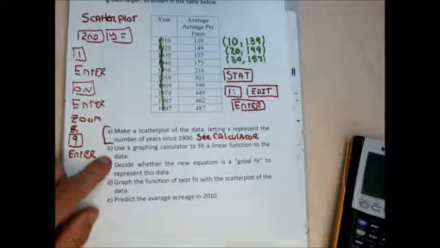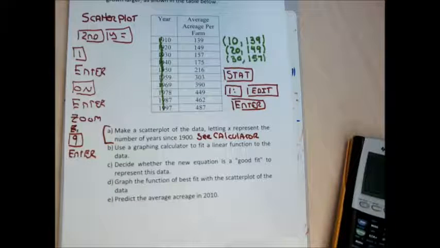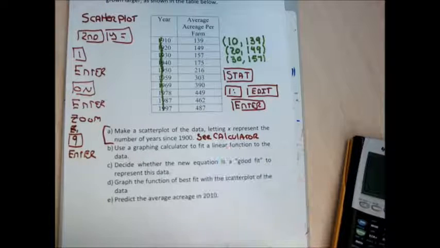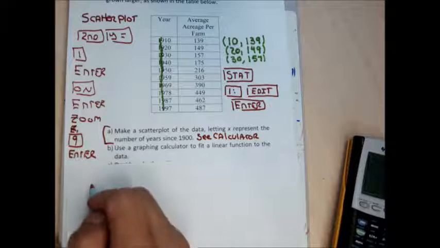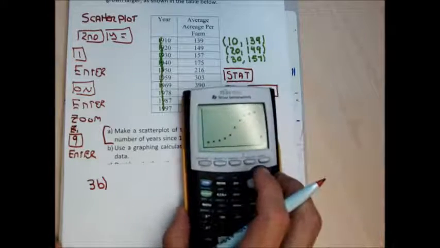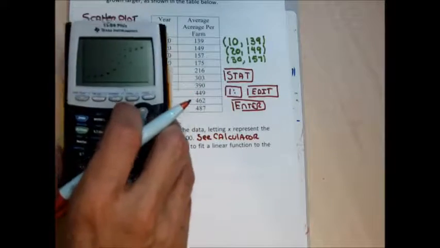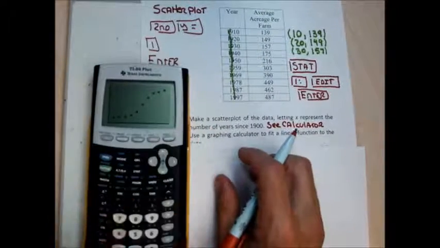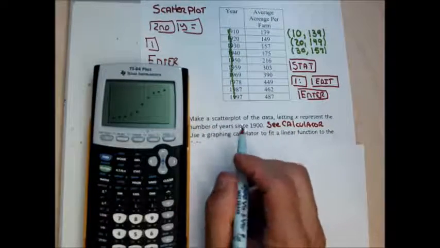The next thing I need to do is use my graphing calculator to find an equation to fit the data. And this is called linear regression. Finding an equation of a line, finding a linear function to fit the data, you have to do linear regression. So to do part B of number 3, I'm going to come up with an equation of a line that fits the data, the best equation of a line that can fit that data. This data isn't particularly linear, but I'm going to find an equation of a line that fits the data.